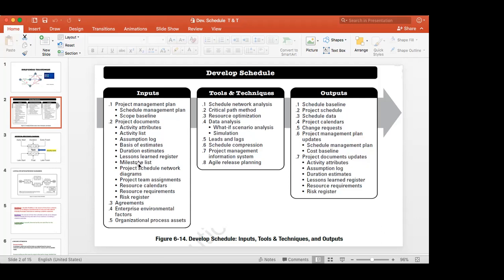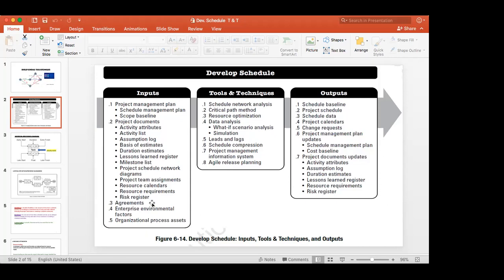So I'm not going to waste time on these things. You can read and understand them, because they come through different processes. We have some order of coming up to the develop schedule process. So all these are inputs. Other than that, there can be agreements. There can be agreements with different organizations.